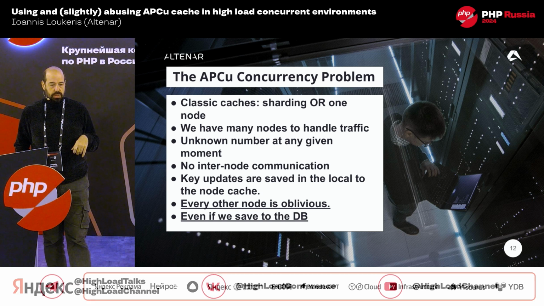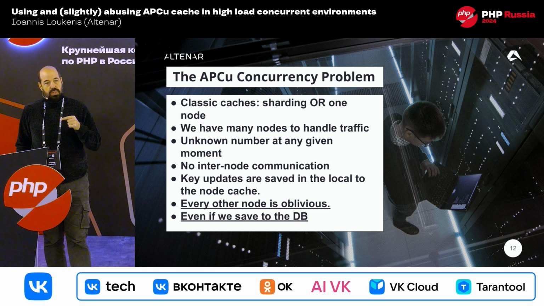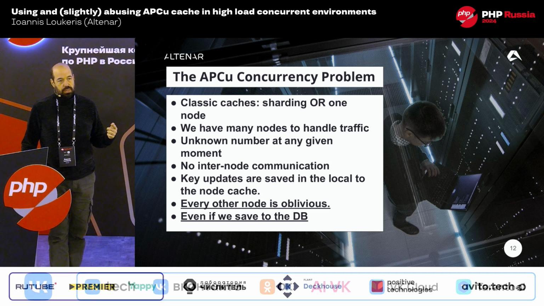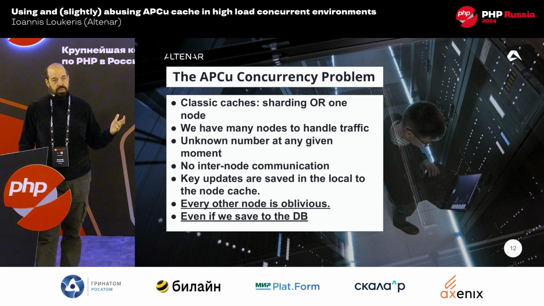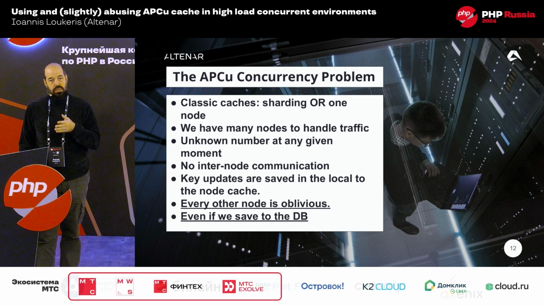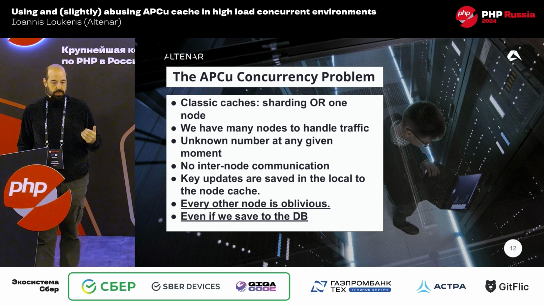It's saved locally, and that's it. Every other node is oblivious to this change. Even if you put it in the database, you still have a big problem. Why? Because unless this key happens to expire in the other caches, it will not be refreshed. So you have a new value in the database, and all the other nodes have an older value.